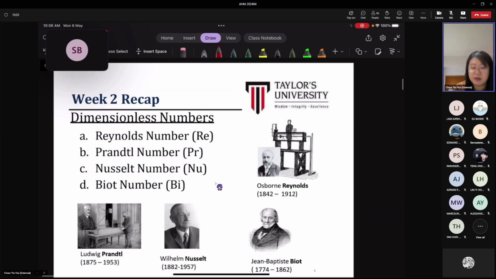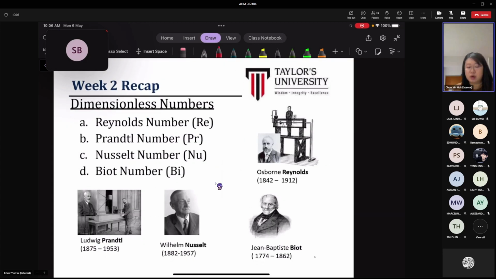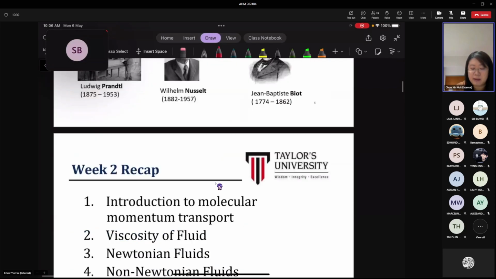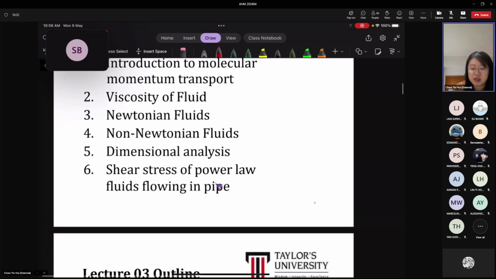After that, we also discussed the Reynolds number, Prandtl number, Nusselt number, and Biot number, which we will be using quite often in this module, especially the Reynolds number to categorize whether it's a laminar or turbulent flow. The others we'll learn later, when we use correlations to solve for the convective heat transfer coefficient, in a later chapter. So basically that's what we covered last week.